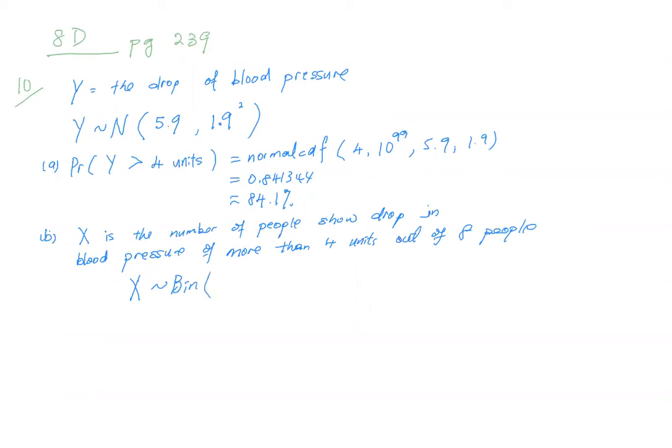So what is the number of trials? Uma? Yes. What is the number of trials? Uma? 8. Yes. Okay, good. So this is your n. What is the probability that a person will have a drop of blood pressure of more than 4 units?